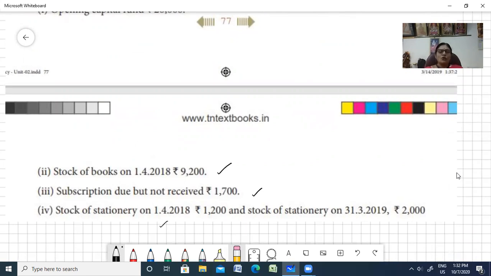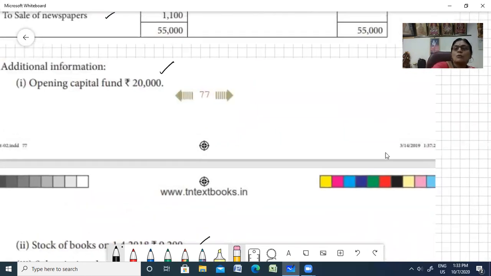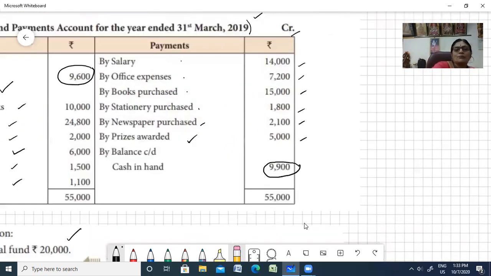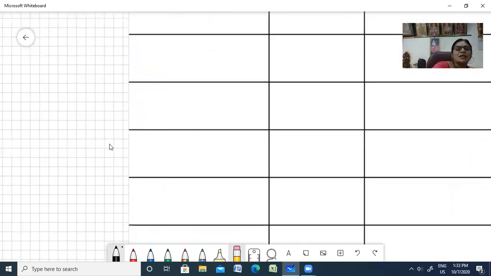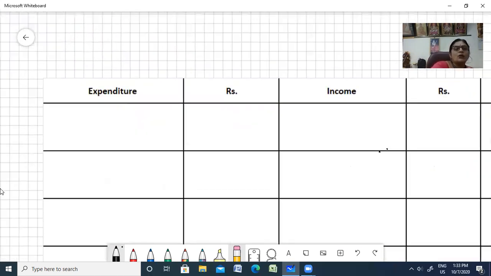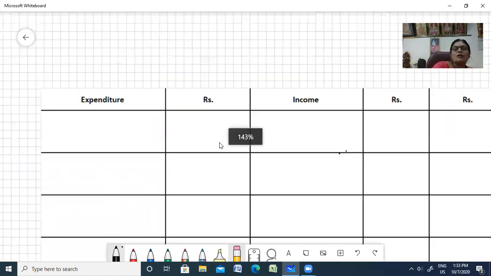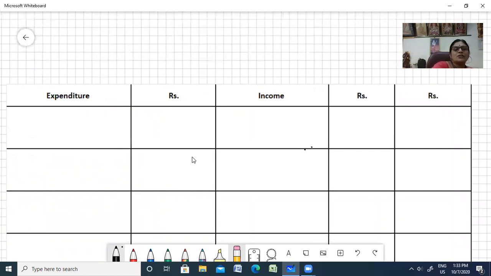Stock of stationery: on opening balance, then you have your closing balance, because 31.3 is your closing balance, 1.4 is your opening balance. In between, what has been purchased will be there in your receipts and payments. So we will add and then find out the total stationery consumed in that particular year. With all these details available, now that we discussed what should come to the income and expenditure account and what should go to the balance sheet, I think we can start doing the problem. First, we'll do our income and expenditure, then we'll go to the balance sheet.